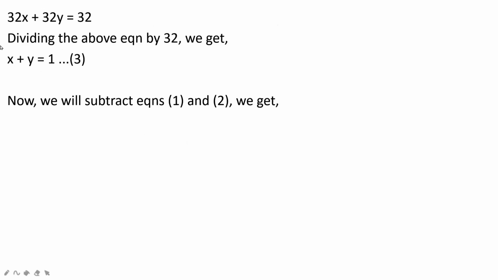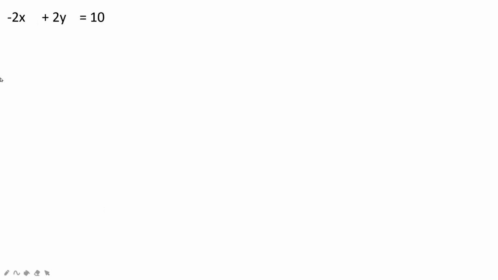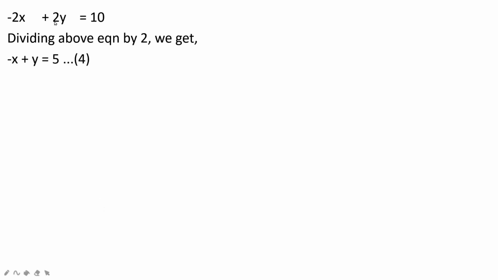Now we got the first equation by adding those two equations. Now we will subtract those two equations. So when we subtract, we get 15x plus 17y, which is equal to 21, and minus 17x minus 15y, which is equal to minus 11, which gives minus 2x plus 2y, which is equal to 10. So we can see we have 2, 2 and 10, so we can again reduce this equation by dividing it by 2. So we get minus x plus y is equal to 5, and this is our fourth equation. So by adding and subtracting, we got two equations and we have labeled them as 3 and 4.